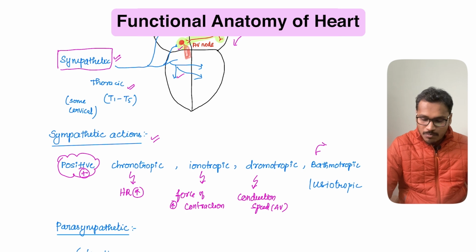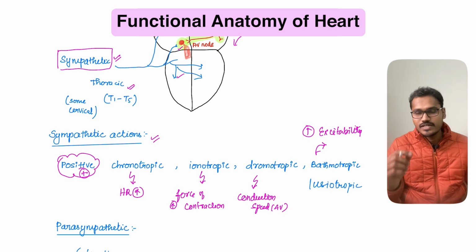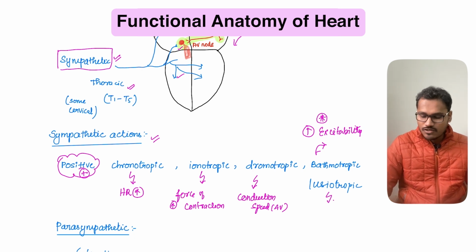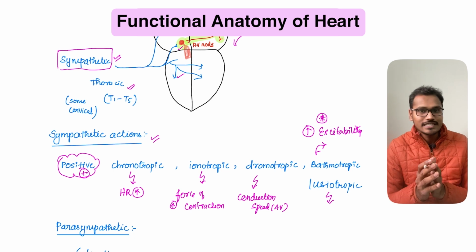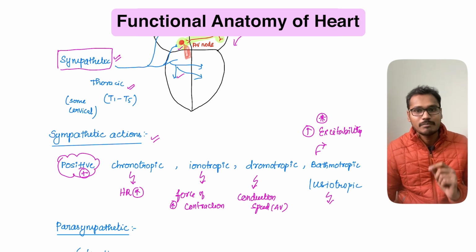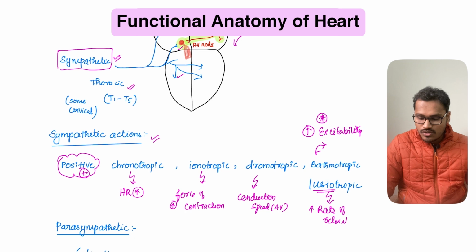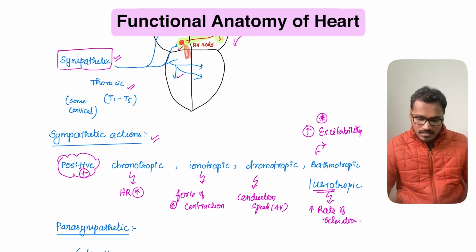Then bathmotropic means excitability. Excitability of the heart. The heart is an excitable tissue. All of us know that when we give a stimulus, it is going to get some action potential and give a contraction. So excitability is going to increase, and even the rate of relaxation. Contraction is increasing. At the same time, the relaxation also will happen faster. That effect is called the lusitropic effect. So it increases the rate of relaxation or the speed of relaxation, we can say.